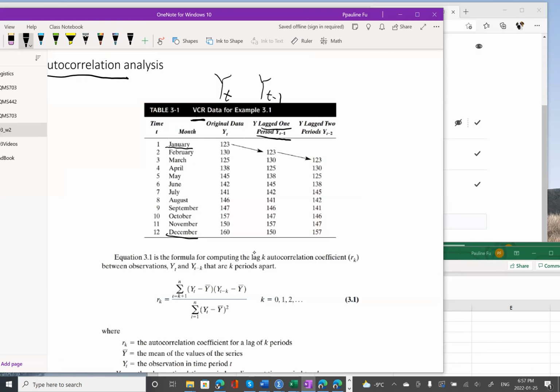So now you have original data Y_T, and you have Y lagged one period. Any questions for those two concepts, original data and lagged one period? Any questions? Professor, why do we need to move it one down for the lag 1 and the lag 2? What's the reason for doing that?